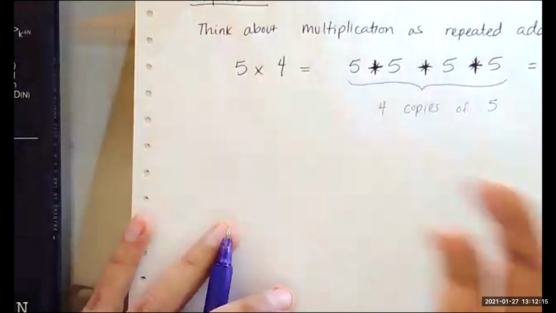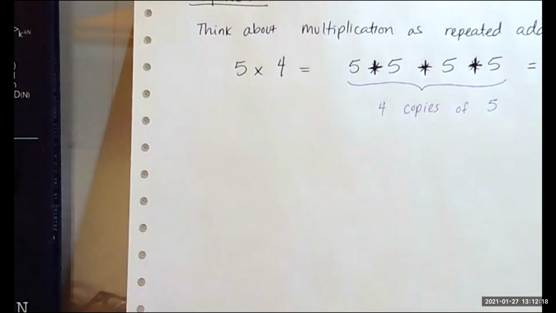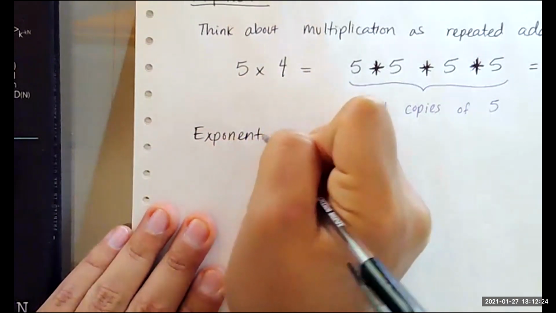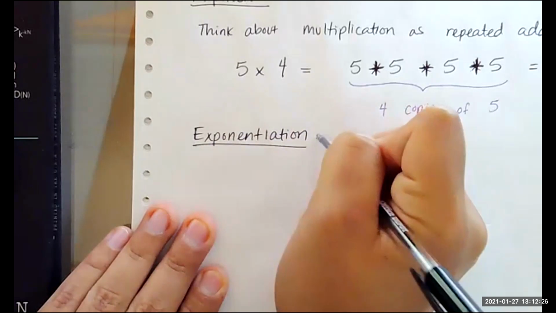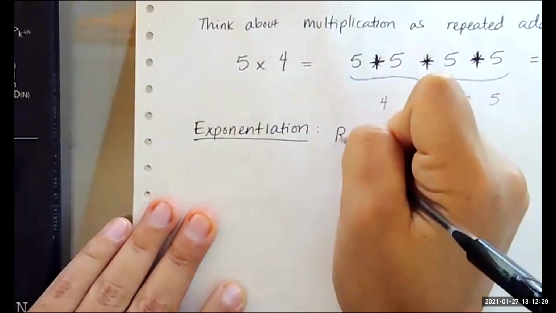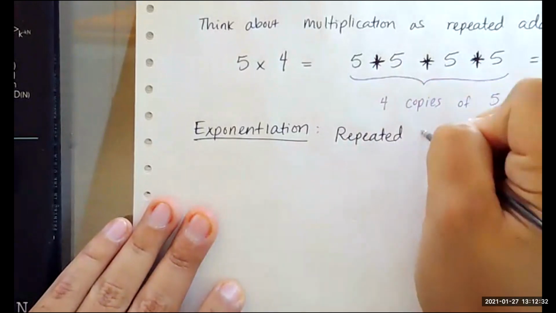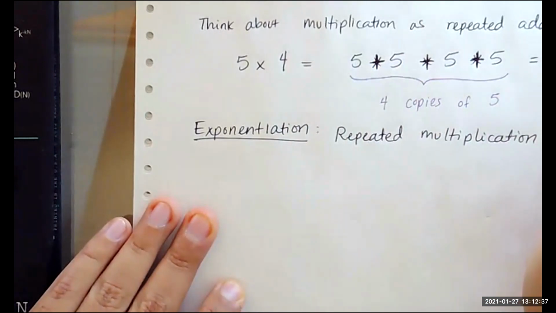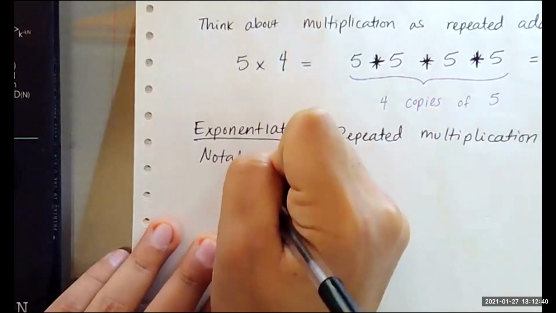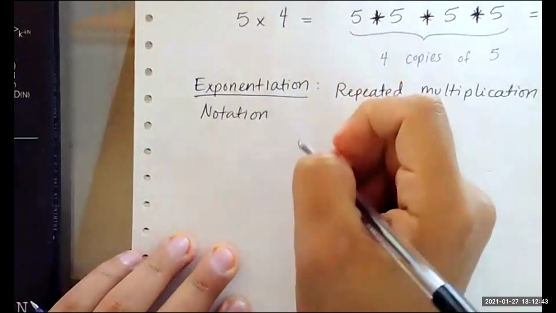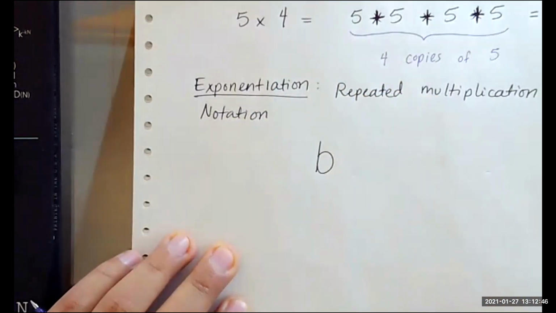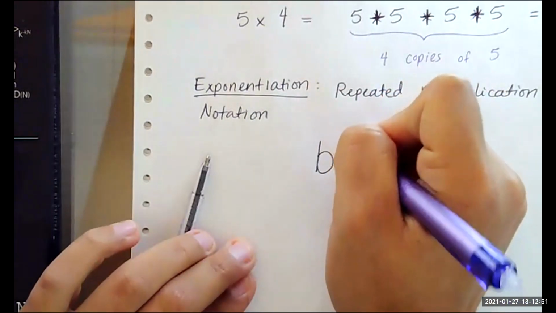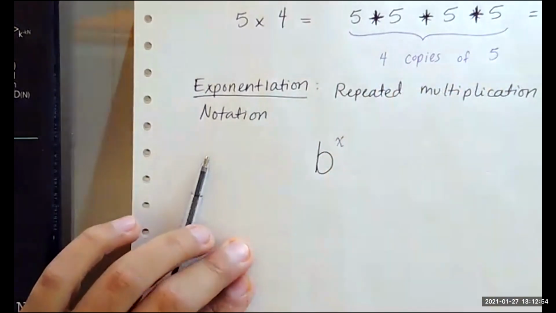Okay. Well, exponentiation is this idea that we want to be able to repeat multiplication. So exponentiation, whenever it's first introduced, is going to be introduced as repeated multiplication. But the notation can be a little bit confusing sometimes. So here's the notation. We'll write a number here. I'm going to write it as B. And you'll have a little exponent up here. I'm going to put an X.